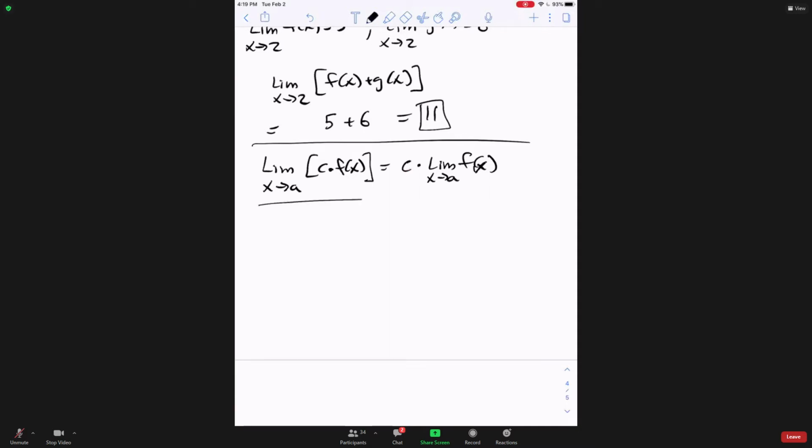Let's do another. I'm not going to go over every single property because they're in the book. If you read over section 2.3, for example page 95, it has all of them in a little box, and page 96 has some more. There's another one I want to show you before I move on. Limit as x approaches a of a constant is equal to c.